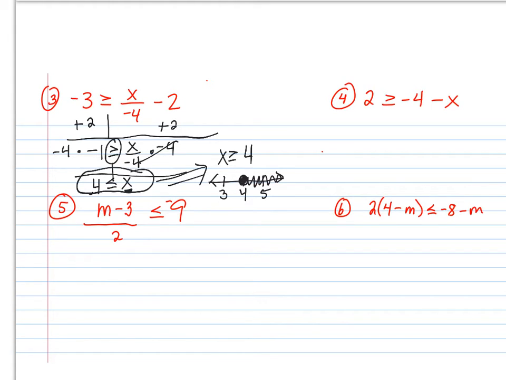When I check this one, I am going to use a multiple of 4. Why? Because I have to divide x by -4, don't I? Let's use 12. -3, is that greater than or equal to 12 divided by -4 minus 2? What's 12 divided by -4? What's -3 minus 2? Is -3 greater than or equal to -5? Checks.